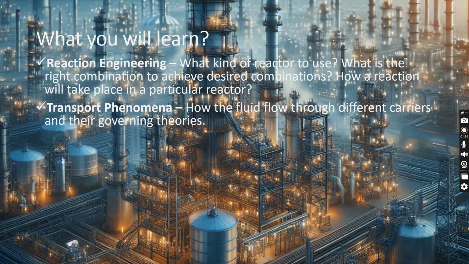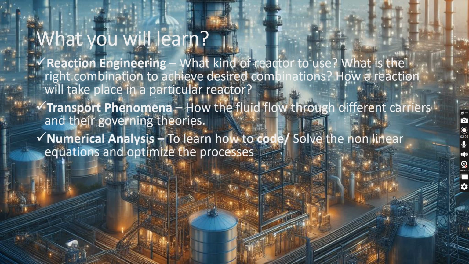Next you will learn about transport phenomena. It is important because fluids in a chemical plant are transferred through different carriers, and you need to learn about those so that you can design and eliminate the transfer losses in your process. Then you will learn about numerical analysis, because in this course we are going to code and solve non-linear equations and optimize the processes.